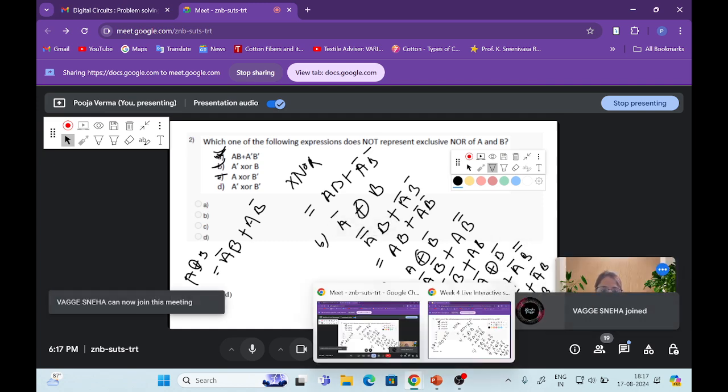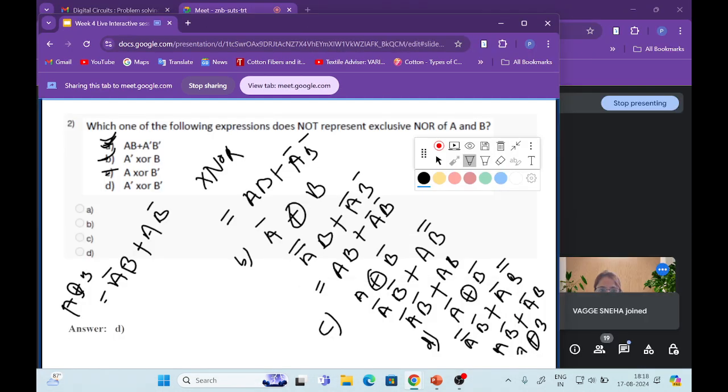In the question it has been asked which of the following expressions does not represent the exclusive NOR gate. That means option D is the correct option. Option D is not representing the XNOR gate. I hope all of you have got this question. Moving to the next one.